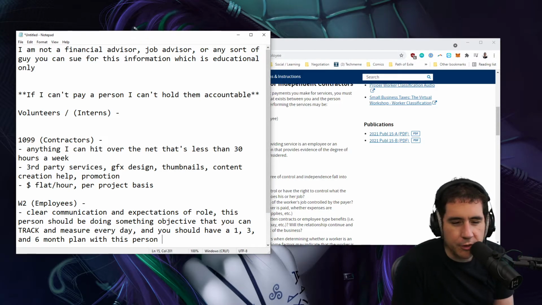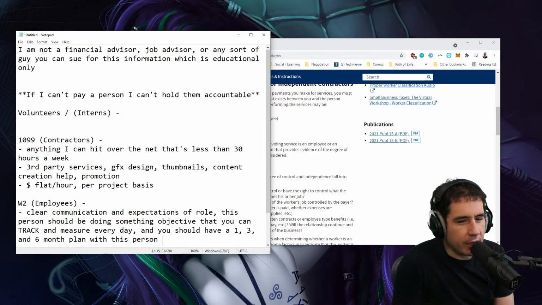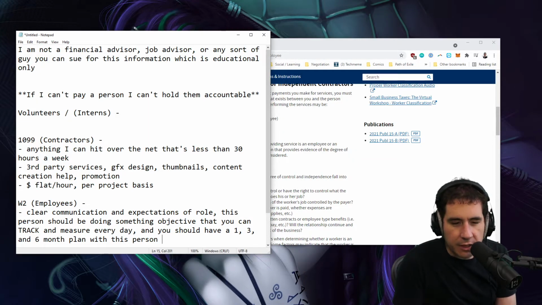Not always, but usually. So with a W-2 employee, the thing that I'm trying to tell you here is that you're committing a lot to this, and you really need to be sure that that person is taken care of and is going to really be on their game. And you need to be really sure that you need that person.